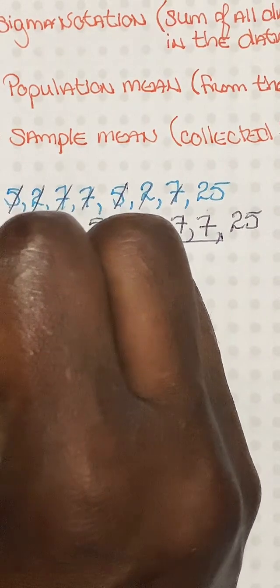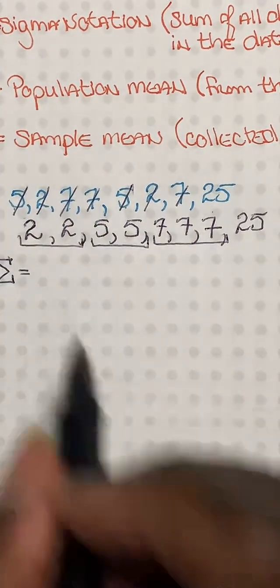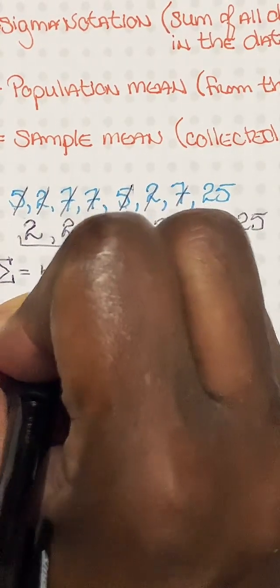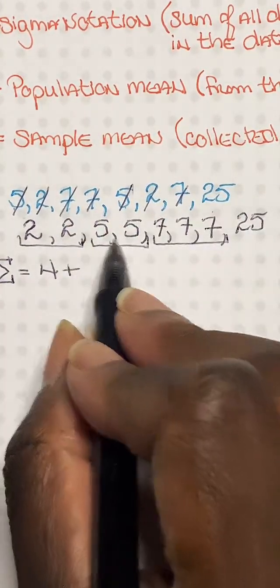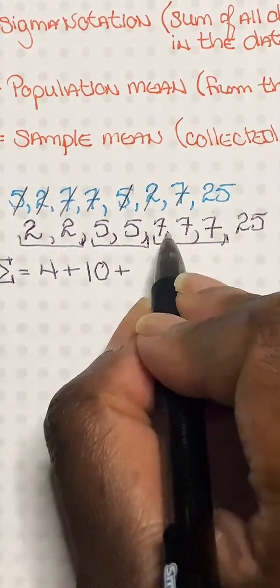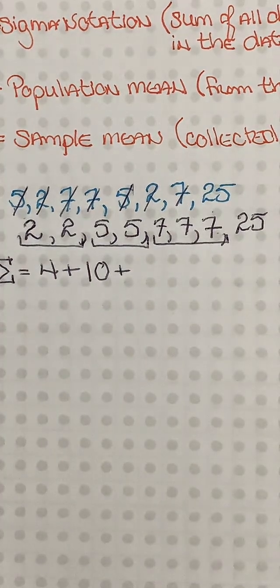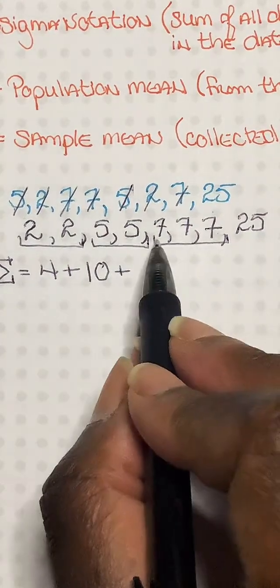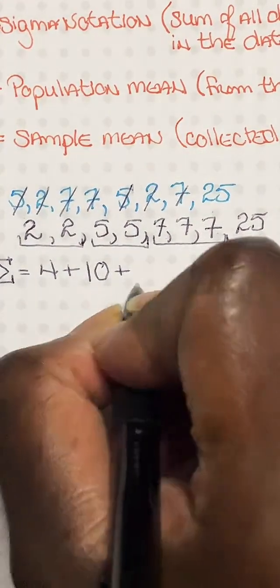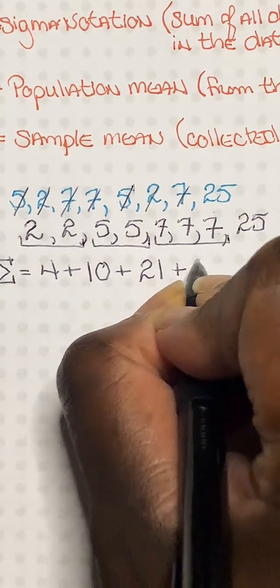So now, if I'm going to add them, basically find the sum, all I have to do is just add them. 2 plus 2, that gives me 4. Plus 5 plus 5, that gives me 10. Plus 7 plus 7 plus 7, or fast addition, aka multiplication, there's 3 7s, so that's 21, plus my 25.